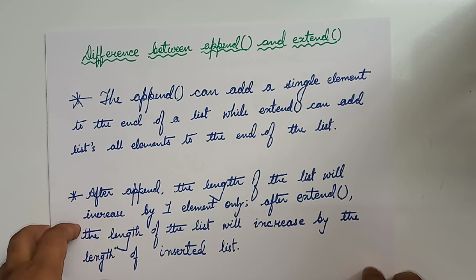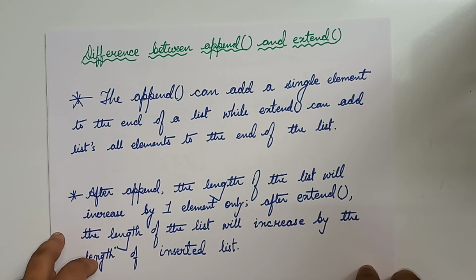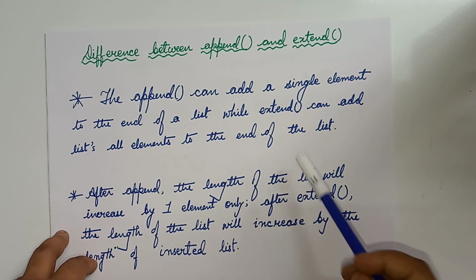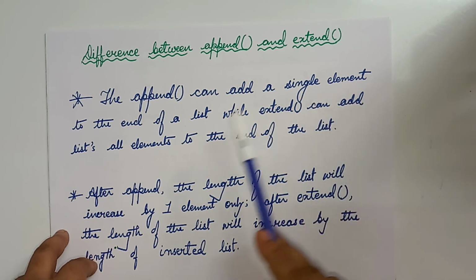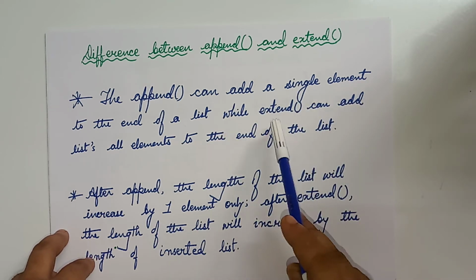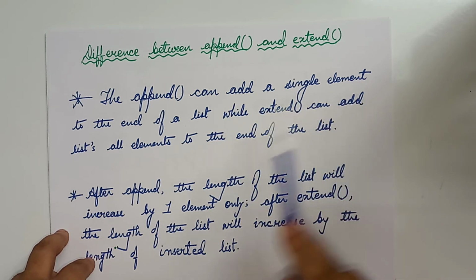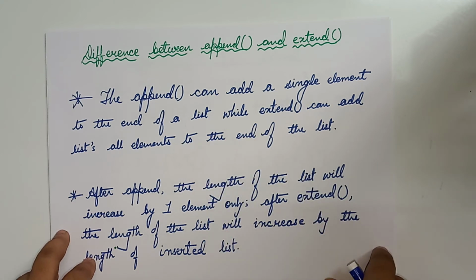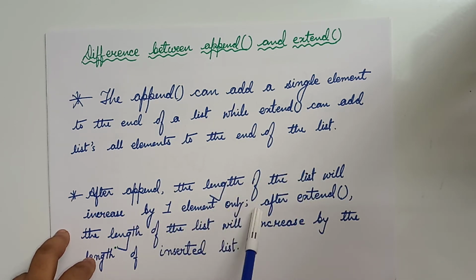Now let's see what is the difference between append and extend. First of all, append can be used when we want to add a single element at the end of the list, whereas extend can be used to add all elements at the end of the list. After using the append method, the length of the list will increase by one element only. Whereas when we use extend, the length of the list will increase by the length of the inserted list.